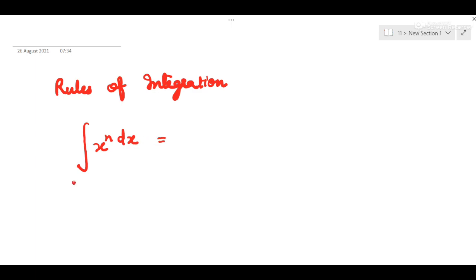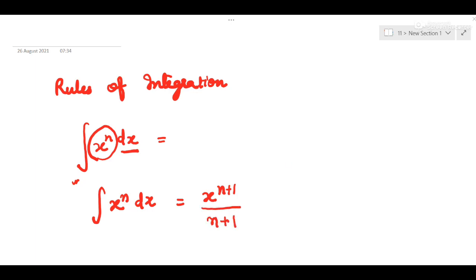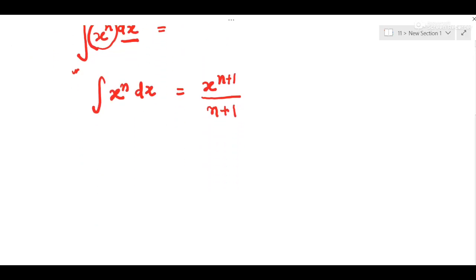How to read it? This is integration of x to the power n with respect to x. It will be opened as x to the power n plus 1, that is, one power will be increased, and you will divide by the increased power. Let us see this more. This is integration of x to the power of any power with respect to x. It is opened as one power increased and divided by the increased power.